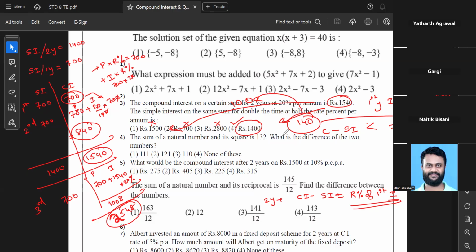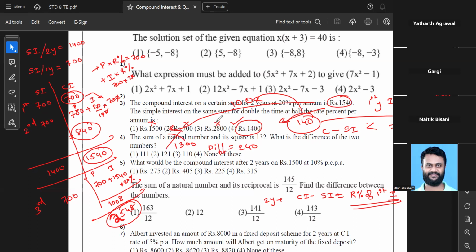Okay, sir, got it. That means if the next option was 1300, you could have easily said the difference in this case is 240, which is definitely not fitting my case. My difference should be less than 144. So I can directly ignore 1300.